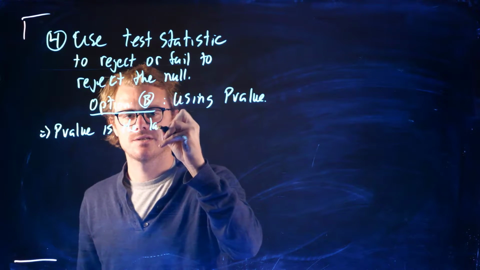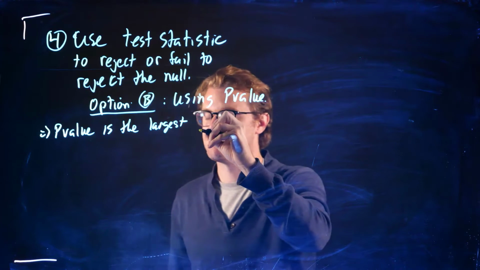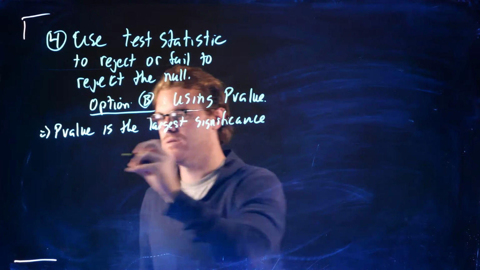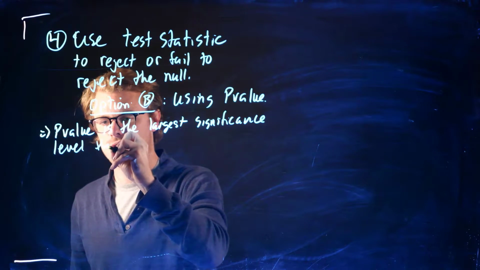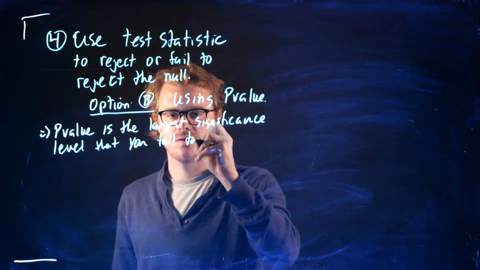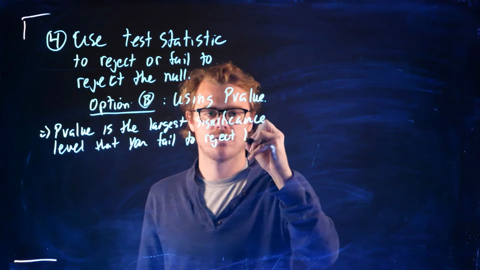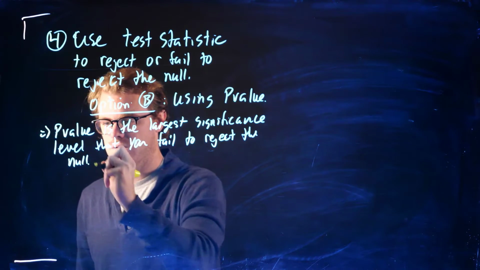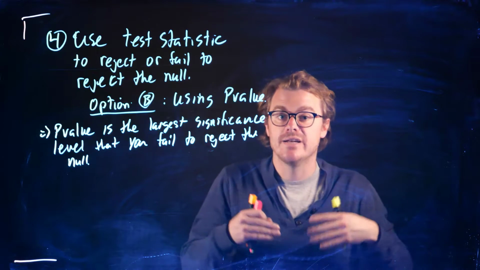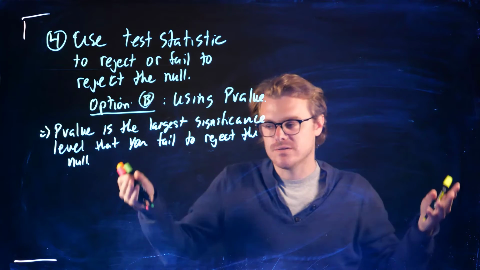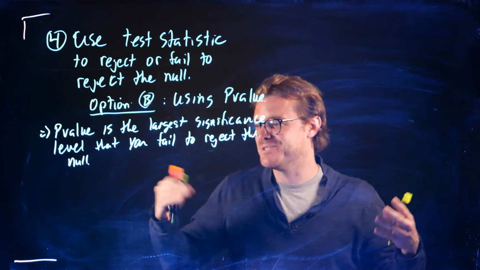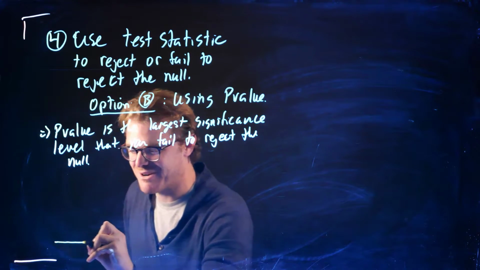So what the p-value is, is the largest significance level that you would fail to reject the null. Or put another way, it's the probability, assuming the null is true, that you got a result as adverse to the null as you did. Hopefully that made sense when I said it, but let's talk about it graphically here.